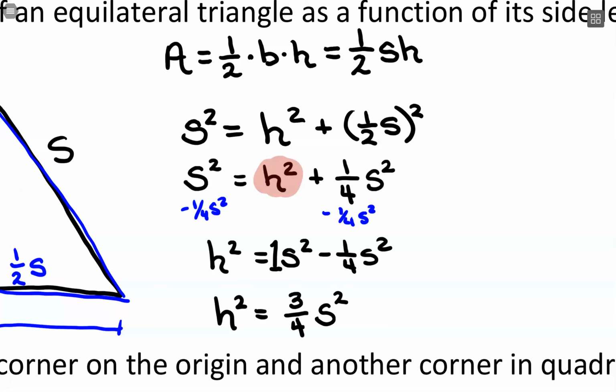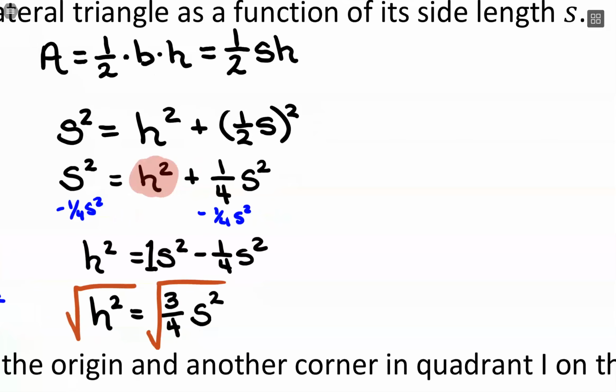Alright, and that's as far as we can simplify it until we take our square root of both sides. Again, we'll only have the positive because we can't have a negative height. So h equals, and then square root of 3 is going to be stuck. I'm going to think about this in pieces. Square root of 3, denominator is square root of 4, which is 2. Square root of s squared is just s.